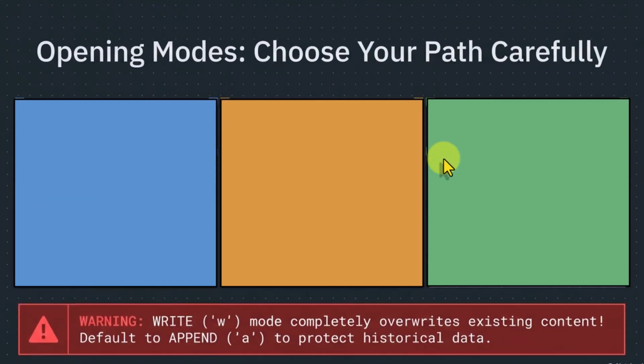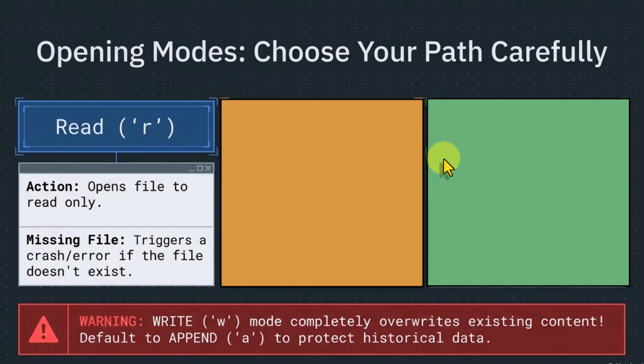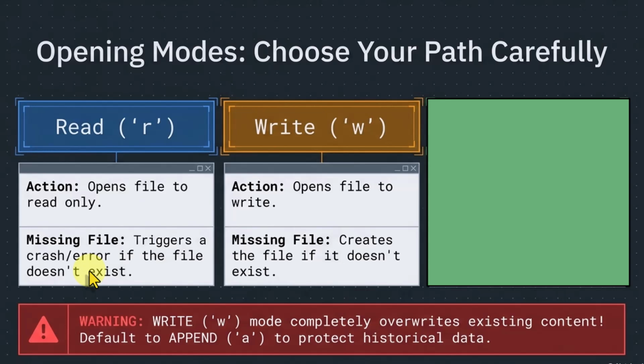Then the opening modes. Talking about the opening modes, we have read, write, and append. Let's see what each one is. First one, read. When we simply want to extract data from a file, we open the file in read mode, and for read mode we write R. If the file is missing and we open it in read mode, it will crash and give us an error, because the file you want to read data from does not exist.